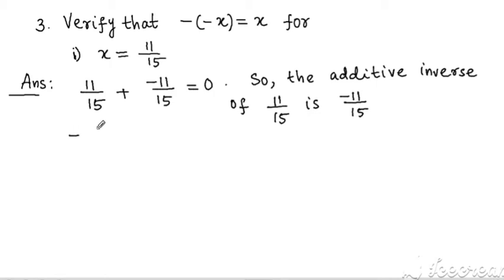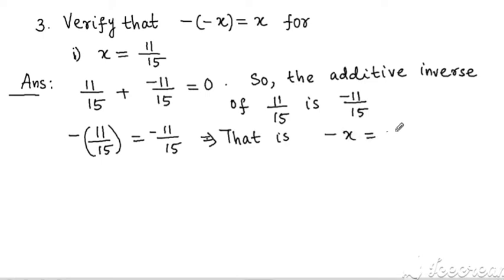So the additive inverse can be represented using the negative symbol. So negative of 11 by 15 equals negative 11 by 15. We can replace these numbers using x. So x is given as 11 by 15. So this is the same as negative x equal to negative 11 by 15.